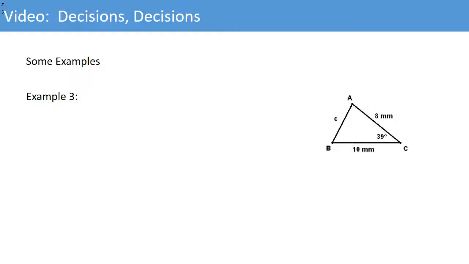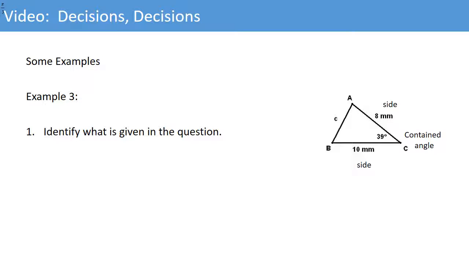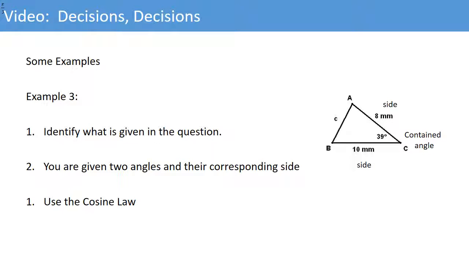Example 3. Here we have another triangle. What do we have? Identify what is given in the question. We have a side, oh, and we have a contained angle. That's our clue that we will use the cosine law. A squared is equal to b squared plus c squared minus 2bc cos of A.